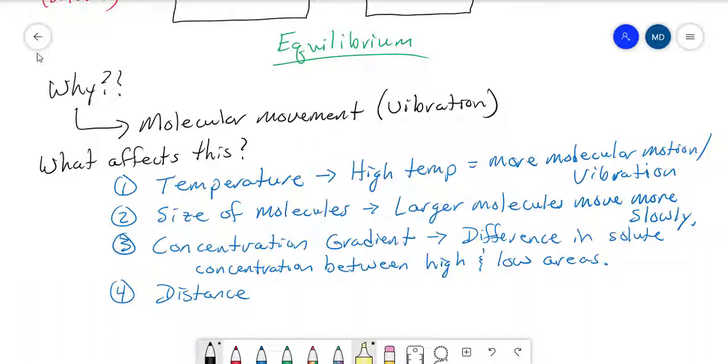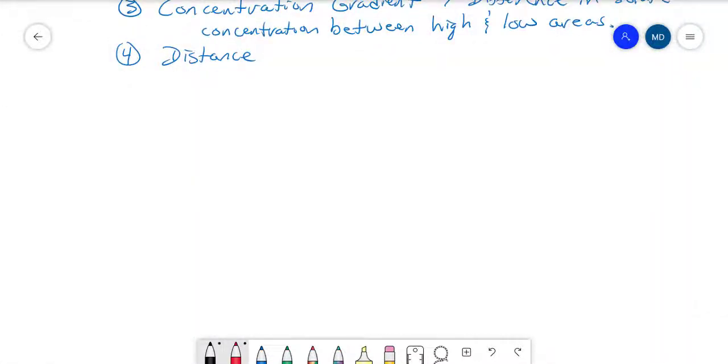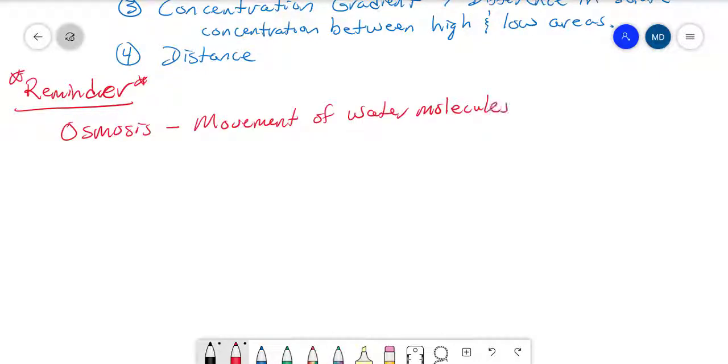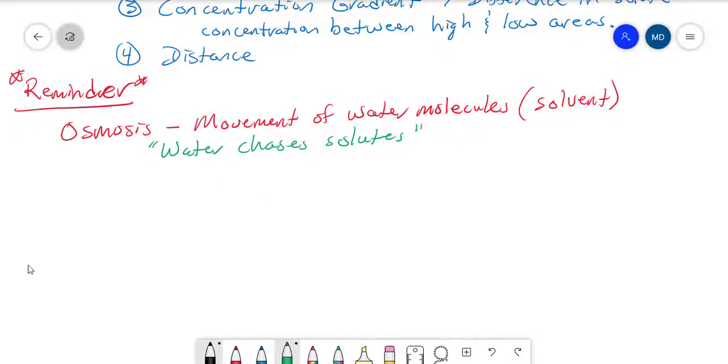In this lab, we'll be looking at how size of a molecule and temperature of a solution affect the diffusion rates of molecules. Now, as a reminder, there's a couple other terms that you should know, including osmosis. Osmosis is the movement of water molecules, and typically this is going to be our solvent. You should also recall that water moves because it is attracted to solutes. So we use the term water chases solutes, and this is how osmosis generally occurs.